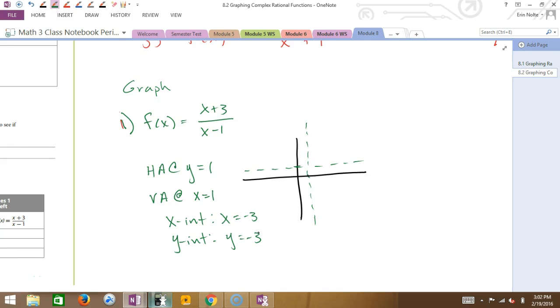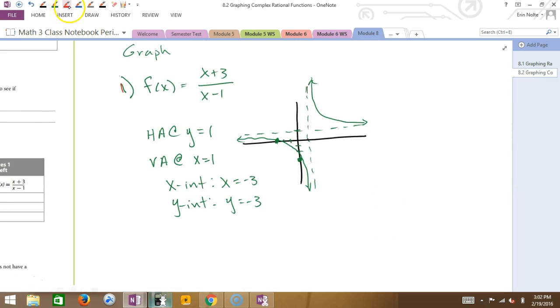Okay, so those are a couple more points that can make me be a little bit more accurate when I'm drawing this. So I can plot those 2 points, and then draw my little hourglass. Pretty easy. Good enough for now? Let's try another one.